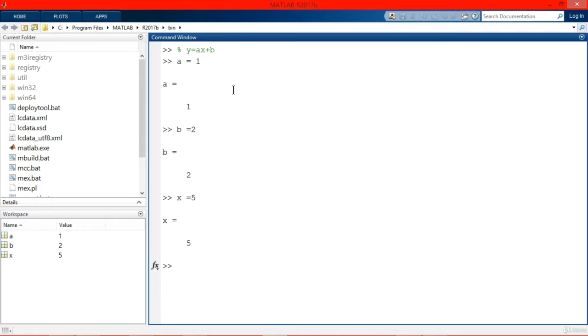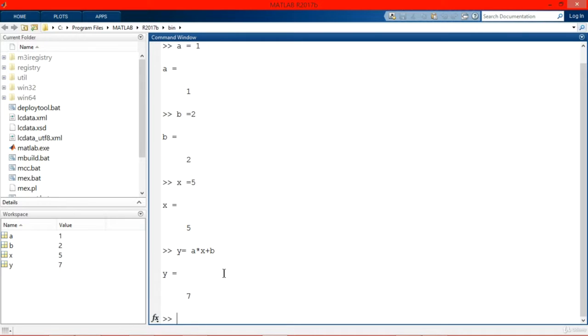But I have to make some changes in equation, like I have to add some signs in equation. For example, MATLAB will not understand ax, so I'll add a multiplication sign, which is a star sign between them. So a star x, and our equation is ready. Press enter to see the result.